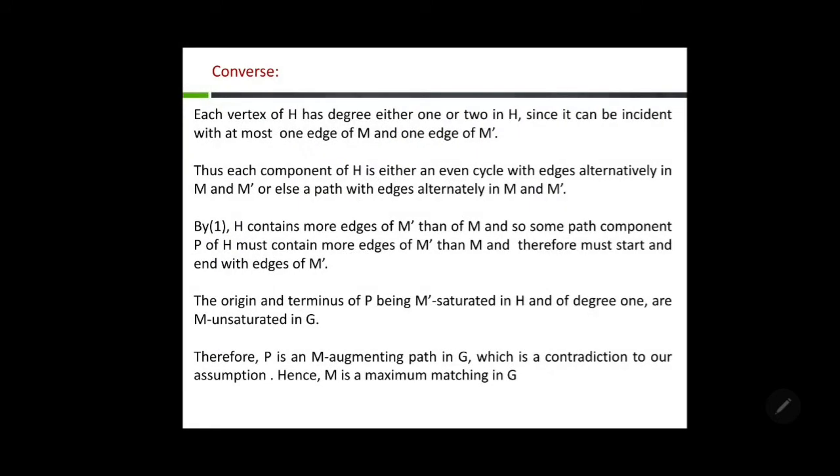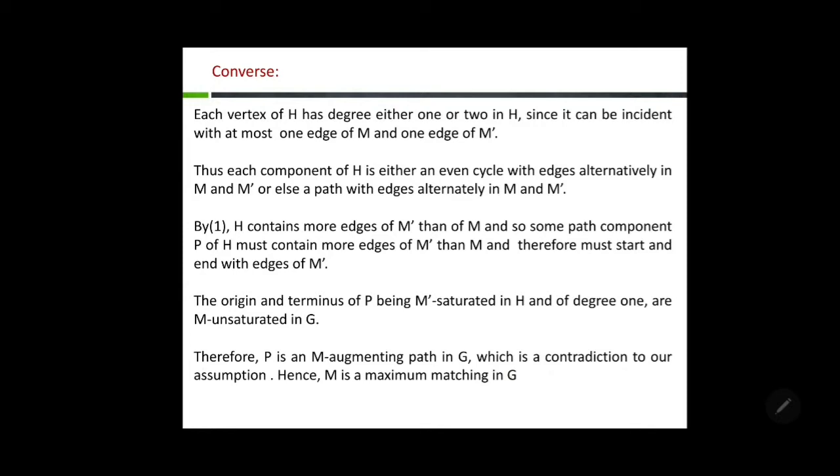We can easily see that each vertex of H has either degree 1 or 2, since it can be incident with at most one edge of M and one edge of M'. Thus, each component of H is either an even cycle with edges alternately in M and M', or else a path with edges alternately in M and M'.